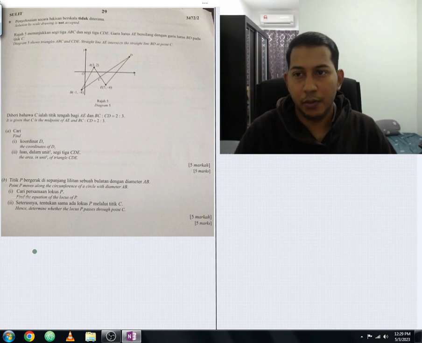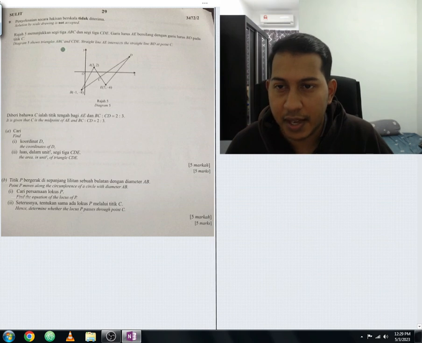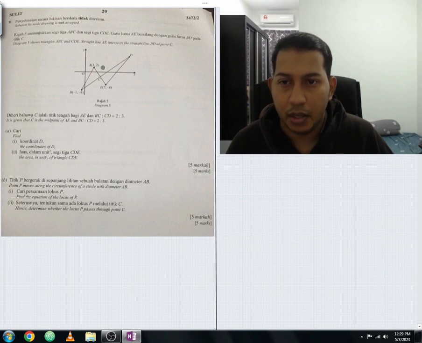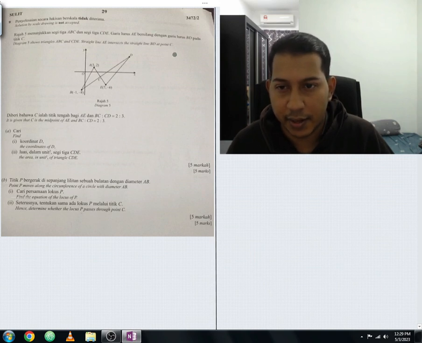Let me read the question now. Solution by scale drawing is not accepted. Diagram 5 shows triangles ABC and CDE. So this is the triangle ABC and CDE. The straight line AE intersects the straight line BD at point C. This is the straight line AE, intersecting the straight line BD at the point C over here.